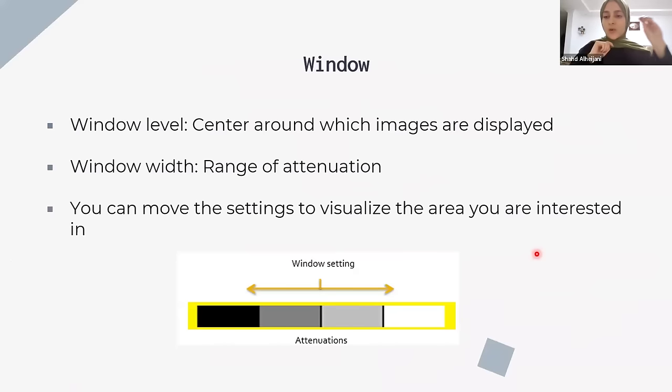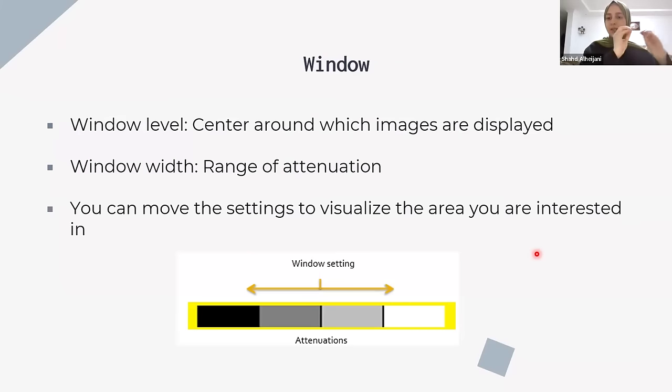For example, if you need to focus on a specific organ to diagnose a pathology, you don't want to see all the structures. You try to focus the window level at the level appropriate for that organ. So let's say I want to diagnose any abnormality or any pathology in the lungs. What window will I have? I'll have the lung window.